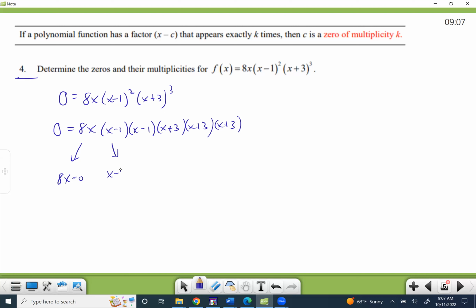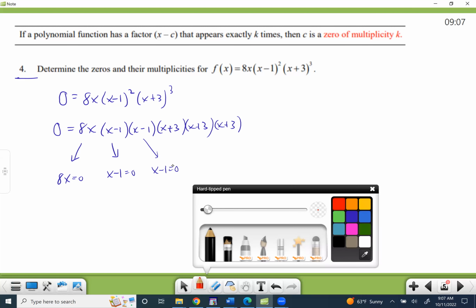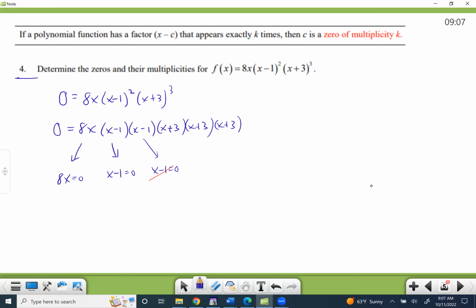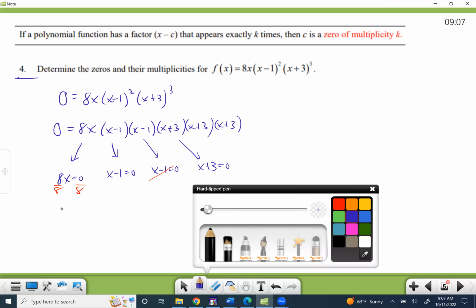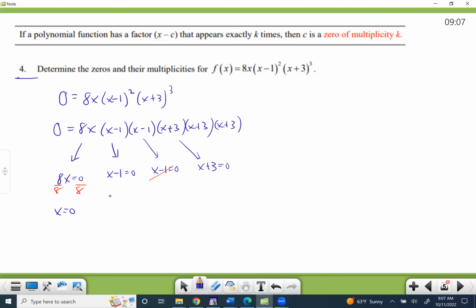Now, I only have to set one of these equal to zero because this is going to be the same math, right? So why do that? That's the same math, okay? Same thing is true about this here. I really only need to set one x plus 3 equal to 0 because the other two are the same exact math, okay? All right, so when we divide by 8 to both sides, 0 divided by 8 is 0. From this one, we get x equals 1. And then from the other one, when you move the 3 over, you're going to get x equals negative 3.